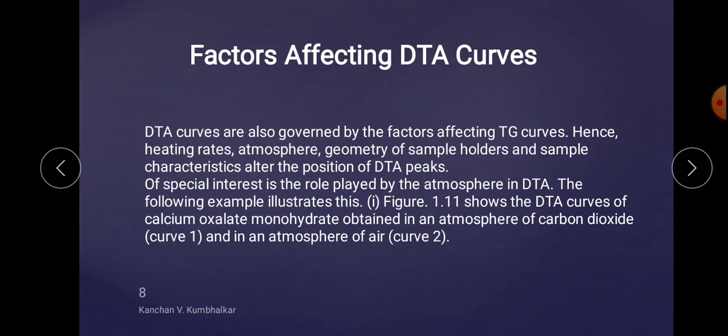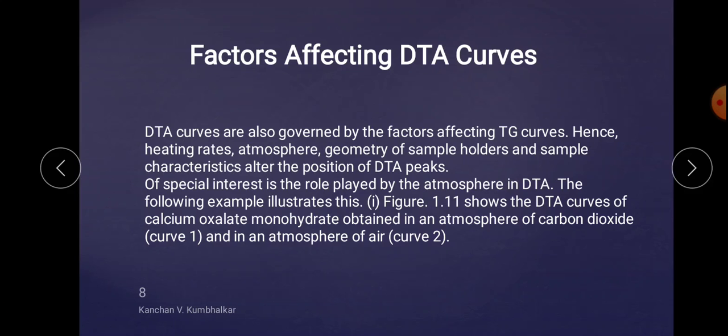Now, the next point is the factors affecting the DTA curve. The DTA curve is also governed by the factors affecting the TG curve. The factors which affect the TG curve are also responsible for affecting the DTA curve. Thus, what are those factors? First one is the heating rate. The heating rate should not be very high or very low. It must be moderate.